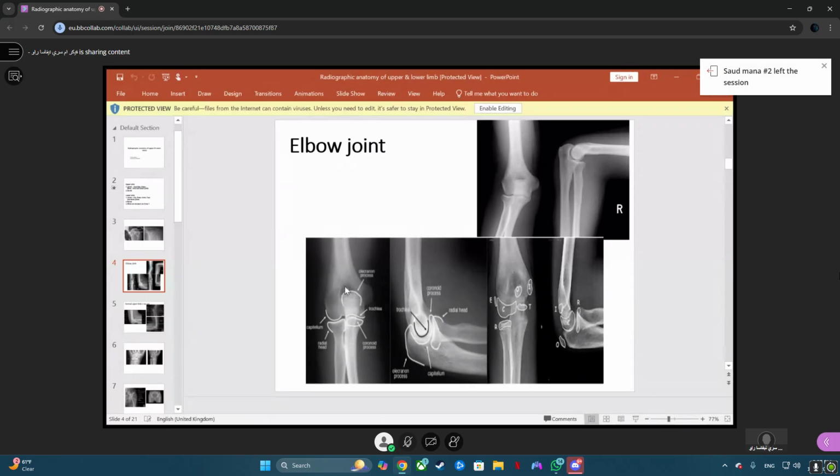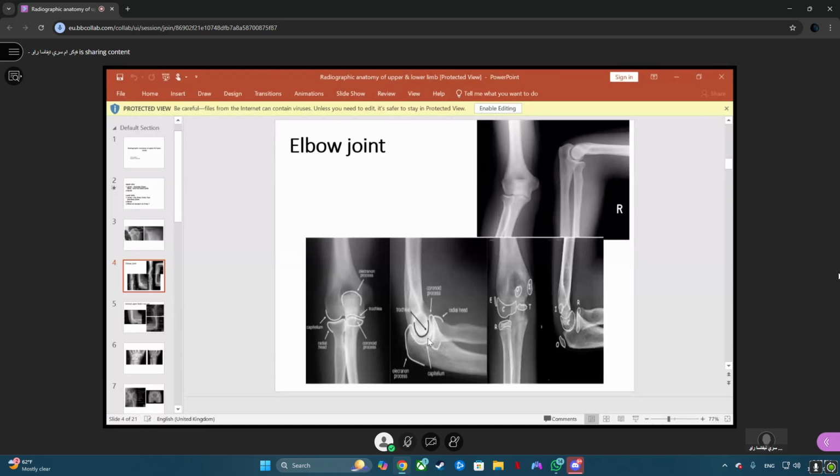In this posterior view, you are seeing a fossa on the posterior aspect of the humerus. We call this the olecranon fossa. Here the olecranon process of the ulna articulates with the olecranon fossa of the humerus. What are the other things we see here? The capitulum articulates with the head of the radius. Then we have the coronoid process of the ulna, and this is called the trochlea. So this joint is the elbow joint.